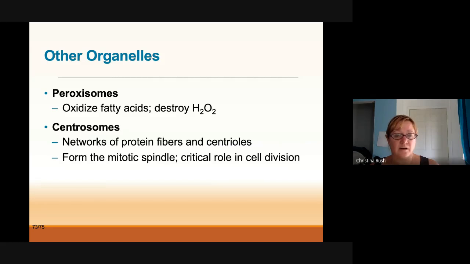Centrosomes are networks of protein fibers and centrioles. They form the mitotic spindle, and they have a very important role in cell division. So they're going to line up the chromosomes so that you have that very specific cell division.